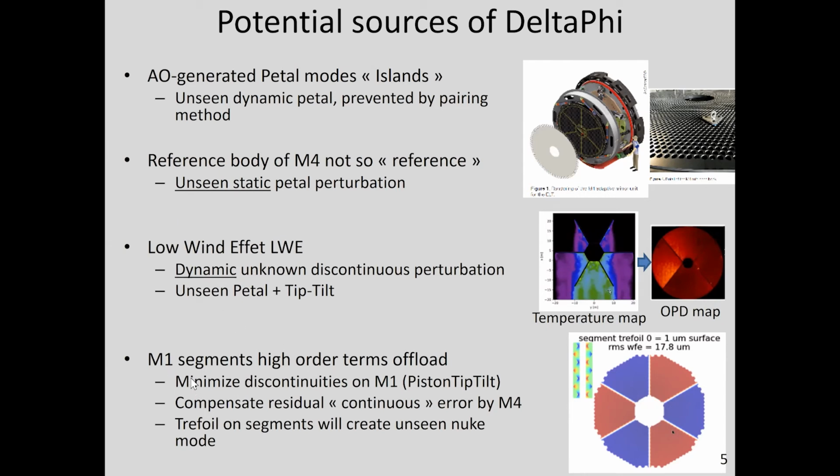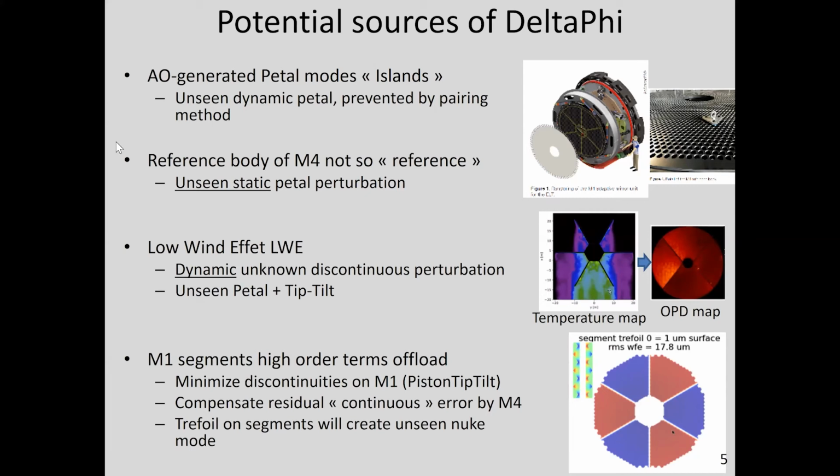Another origin of discontinuous modes might also come from the strategy of ensuring the continuity of the primary mirror of the ELT. So any aberration on the segments of the primary mirror will turn into discontinuity. The strategy is to minimize this discontinuity by moving all the segments together. And some of the segment-level aberrations might introduce this kind of nuclear mode, for instance, that will be perfectly unseen by our wavefront sensor.